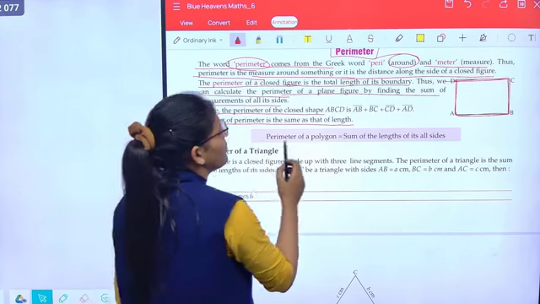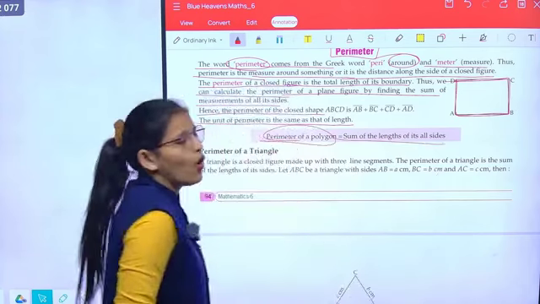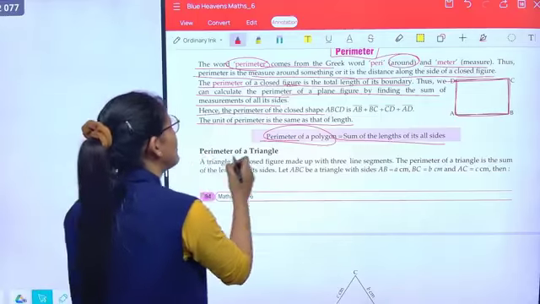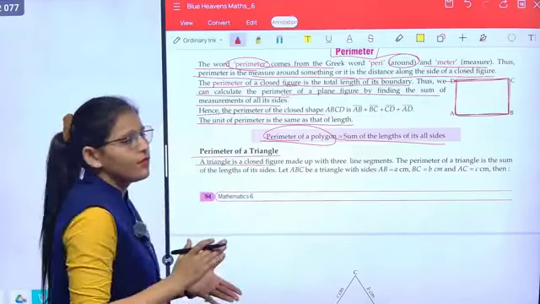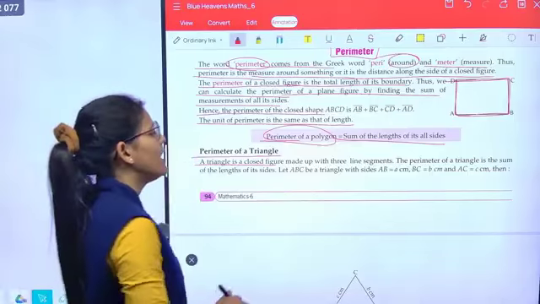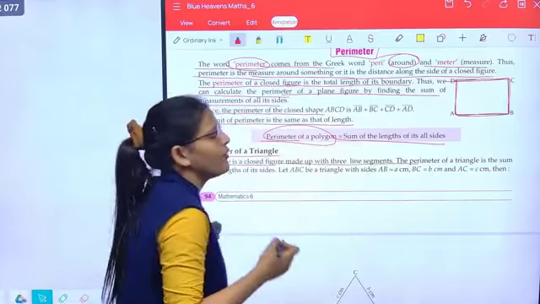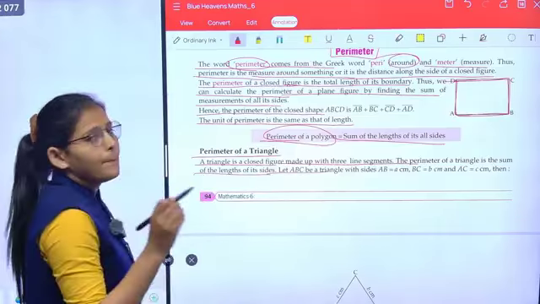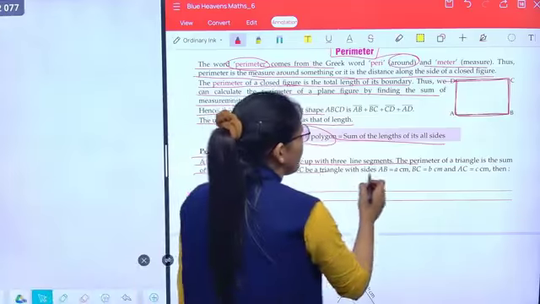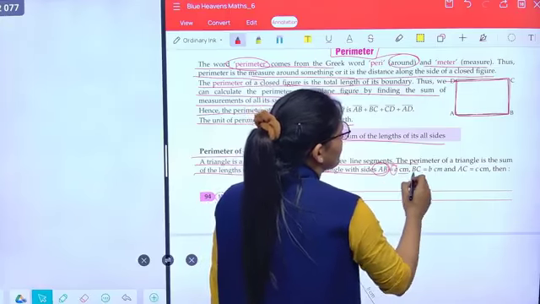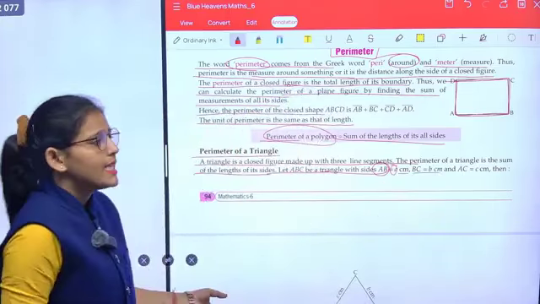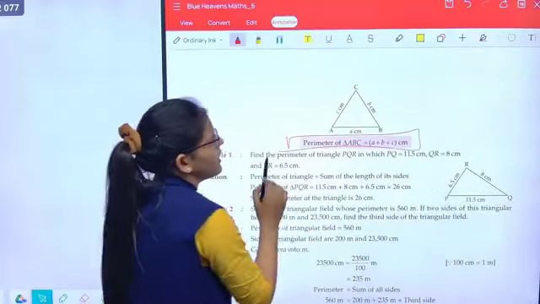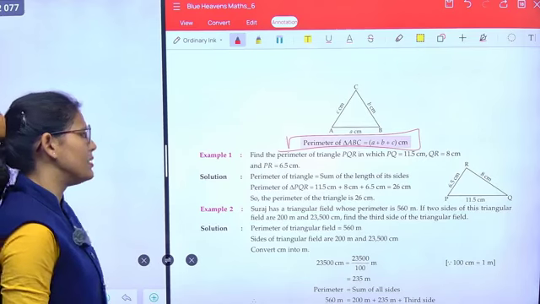Now class, perimeter of a polygon is the sum of the lengths of all sides. Now perimeter of a triangle. A triangle is a closed figure made up of three line segments. The perimeter of a triangle is the sum of the lengths of its sides. Let ABC be a triangle with sides AB = a centimeter, BC = b centimeter, and AC = c centimeter. Then the perimeter of triangle ABC is a plus b plus c centimeter.